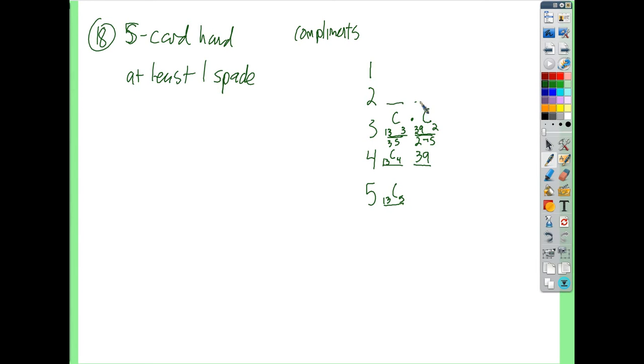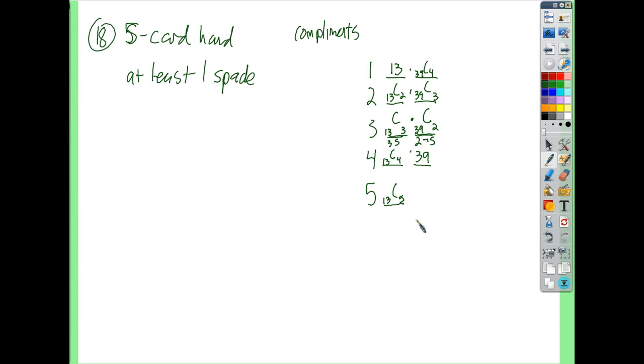And we'll come up here with 2. This will be 13C2, 39C3. And this will be 1 spade, so how many ways are there to pick 1 spade? Well, there's 13 ways to pick 1 spade times 39C4 to choose 4 not spades.